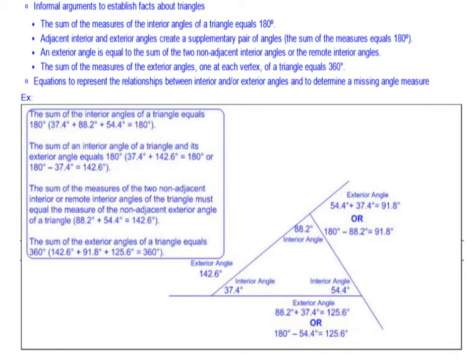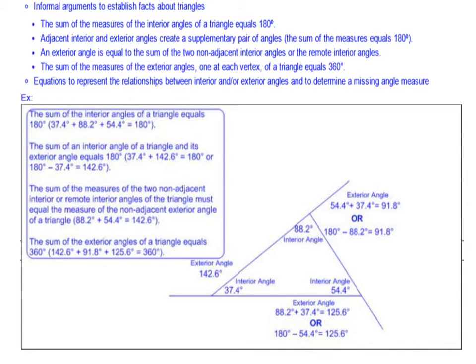So we want to look now at some equations that represent the relationship between interior and exterior angles and determine a missing angle measure. What we're probably going to do is cut it off at this particular slide, because this is a whole lot to digest, and we really don't want to go too far. You might want to get your notes and look over this to see exactly what we are asked to do. So I'll see you when we get to the next one.